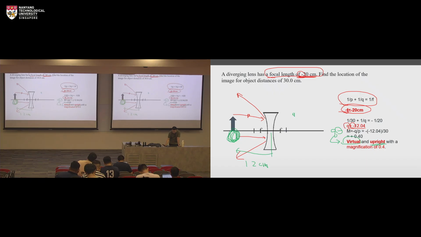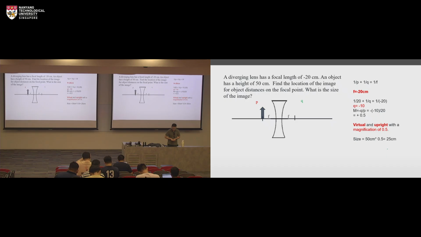Upright or inverted depends on your M. Your M is positive, so it already tells you that it's upright, and a magnification of 0.4, which is the absolute value. Okay, one more. I think it's the last one.